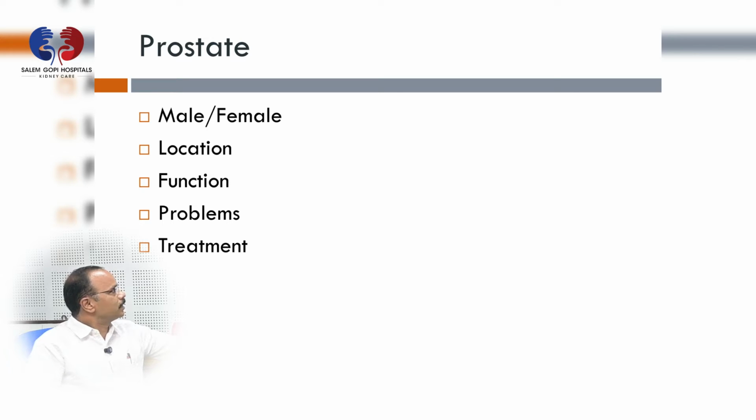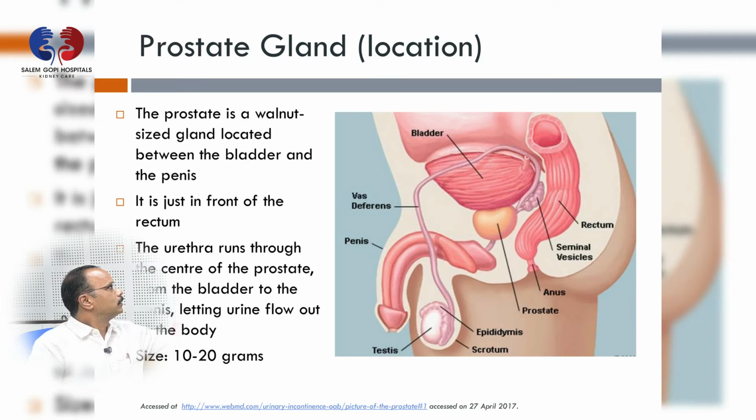So you have to know the location, the function of the prostate, what are the problems in the prostate, and what are the treatments available for the prostate problems. What is the location of the prostate? The prostate is located just below the urinary bladder, at the junction of the urethra. The urethra is where the urine passes from the urinary bladder.